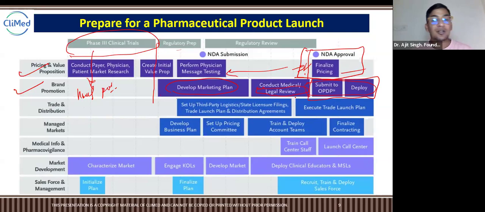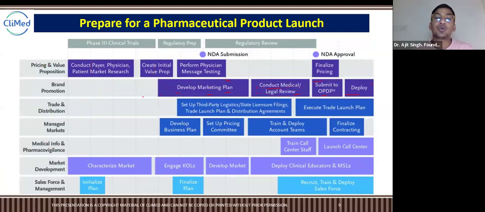This is another thing, marketing, right? And then the third part is trade and distribution. Trade and distribution, I mean, they start settling up during the regulatory review. They only go to the regulatory bodies once they are very much confirmed that their drug will be approved, and they have done a lot of things, right? Okay, I'll tell that, right?